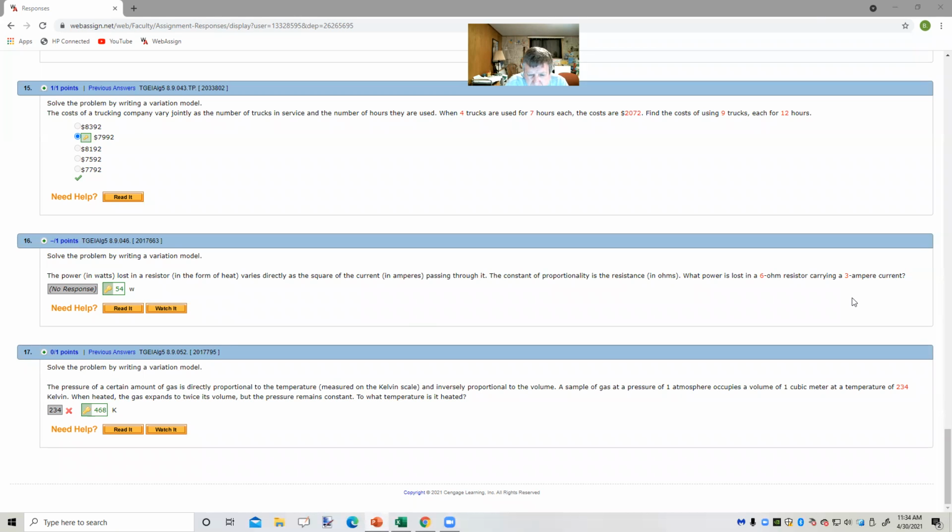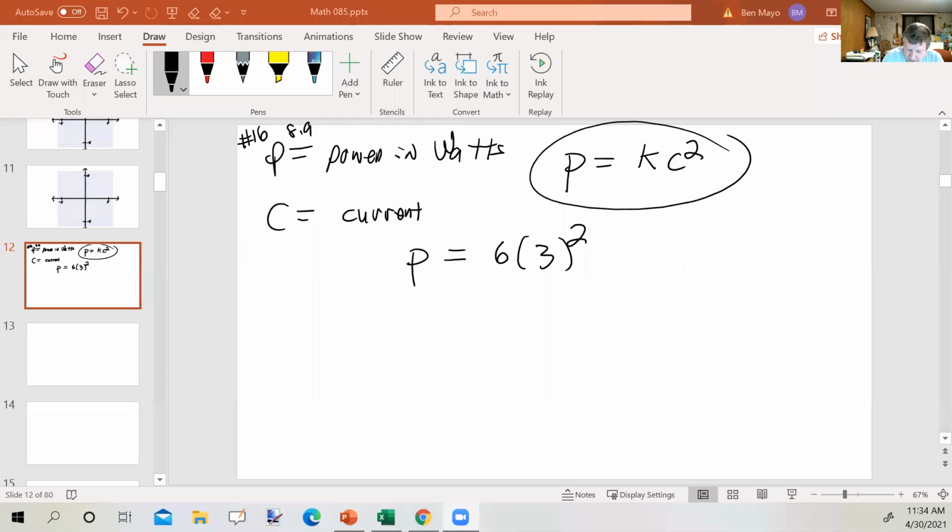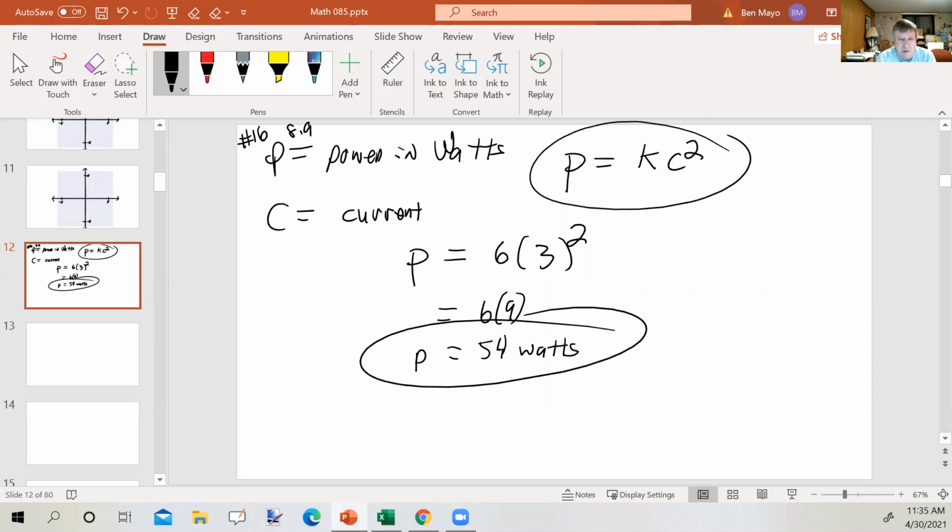It says the constant of proportionality is the resistance, okay? So that means that K is 6. And then carrying a 3 ampere current, that C is 3, but that's squared. So P equals 6 times 3 squared. 6 ohm resistor, and it talked about the resistance being in ohms, the constant of proportionality, so K is in ohms. And then carrying a 3 amp current is 3, and that's squared. So that's 6 times 9, which is 54, and that would be watts. So that would be your answer. You okay with that?